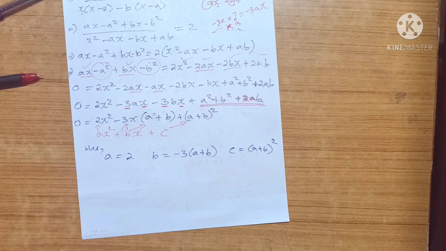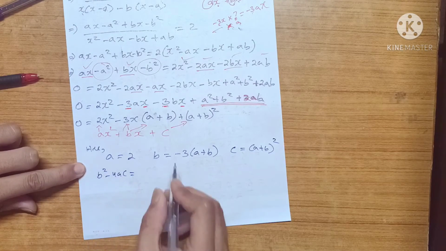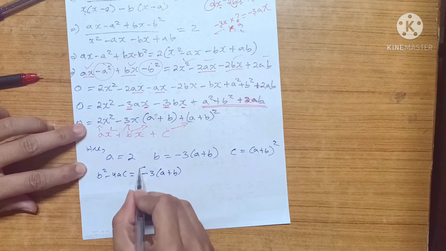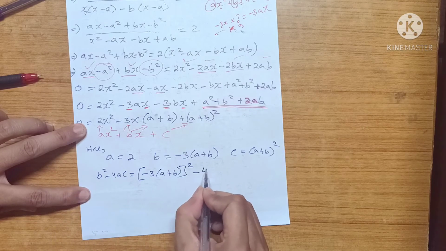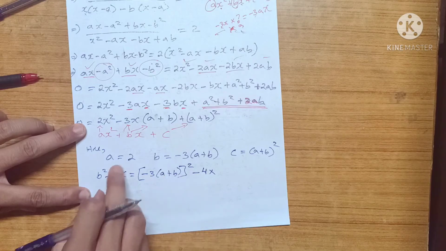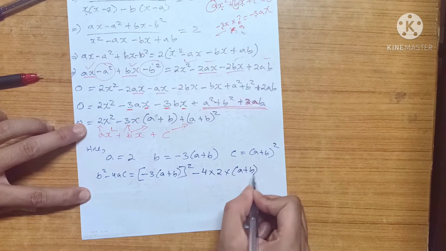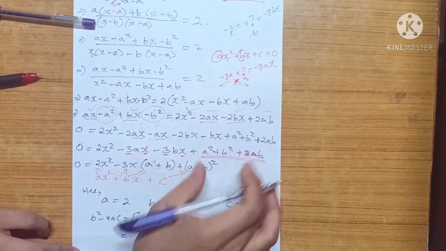Now what do we need? We need to find b square minus 4ac. So b square minus 4ac equal to, b in this case is minus 3a plus b the whole square, b square minus 4 into, see this is b, so the whole square minus 4 into a is 2, c is what? C is this. Okay, I'm not gonna open this bracket, okay?